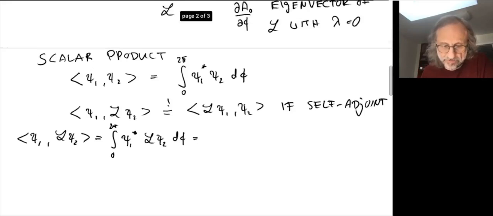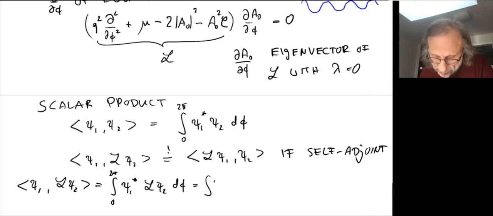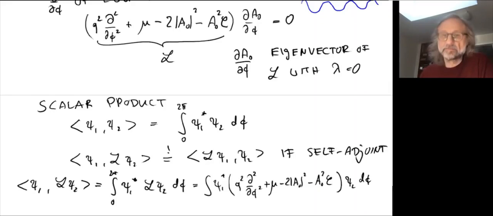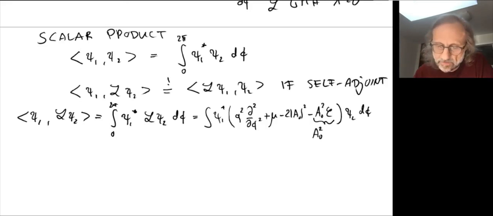And where's our operator? It's sitting up here, so we need to squeeze that in here. So that's the integral of psi1 star times q squared d by d phi squared plus mu minus 2 A naught squared minus A naught squared complex conjugate of psi2. That's what this is. And this object here, that's A naught squared. No, I can't do it that way. Sorry, I'm jumping the gun.